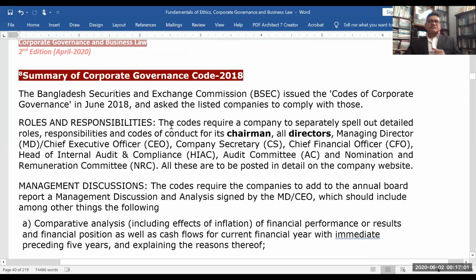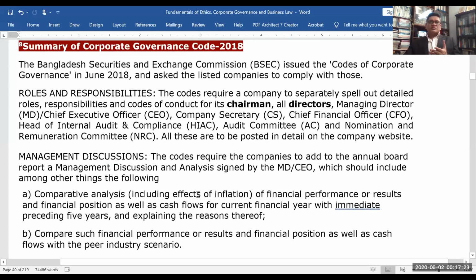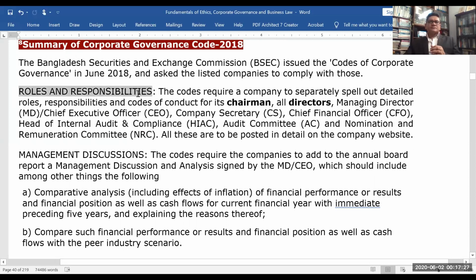So now we are going to discuss a summary of the Corporate Governance Code 2018. The main theme of these guidelines is that it is 100% compulsory, and the Bangladesh Securities and Exchange Commission, in the code of governance of June 2018, asked listed companies to comply with it. That means role and responsibility. The code requires the company to separately set out details of roles, responsibilities, and codes of conduct for the chairman, all directors, managing director, chief executive officer, company secretary, chief financial officer, head of internal audit and compliance, audit committee, and nomination and remuneration committee. All these are to be posted in detail on the company's website. It is a mandatory issue.